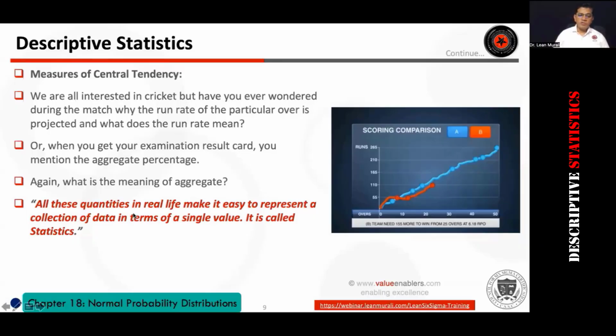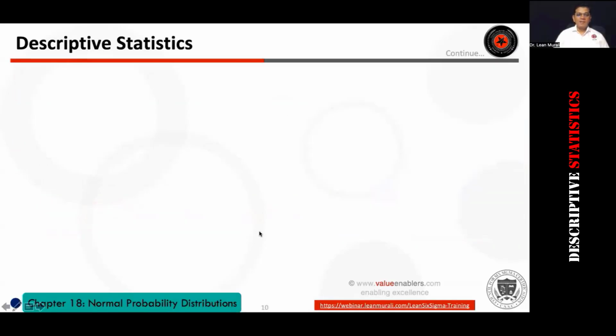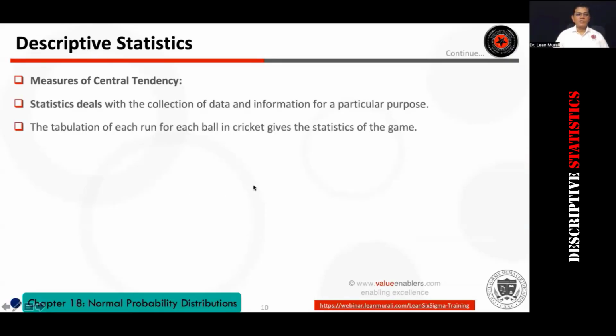All these quantities in real life make it easy to represent a collection of data in terms of a single value, and this is called statistics. All of you type statistics in the chat box. I'm going a little faster because I've already done this. I wanted to recap this and go to inferential statistics today. So measures of central tendency is, all right, thank you very much for active participation.